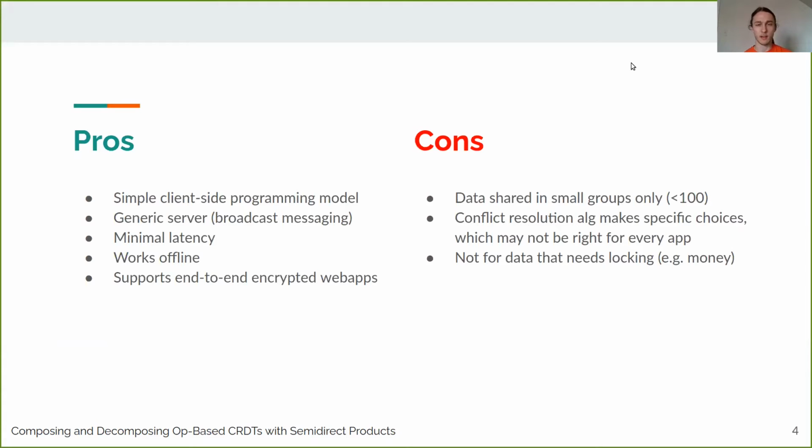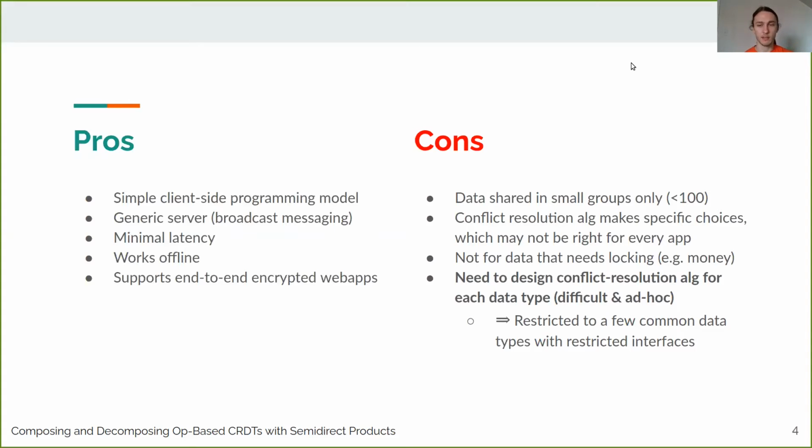Some cons: they're targeted at data that's shared in small groups only, basically because everyone has to share the state with each other and sync up, so you don't want the group to be too big. Also, they have automatic conflict resolution, but this algorithm will make some specific choices which won't be appropriate for every app. They're not for data that needs locking. But the biggest thing that I want to talk about is that you have to design the conflict resolution algorithm for each data type, which is a difficult and ad hoc process. So in practice, you're restricted to using a few common data types with restricted interfaces, basically whatever CRDT researchers have figured out within the past 10 years.